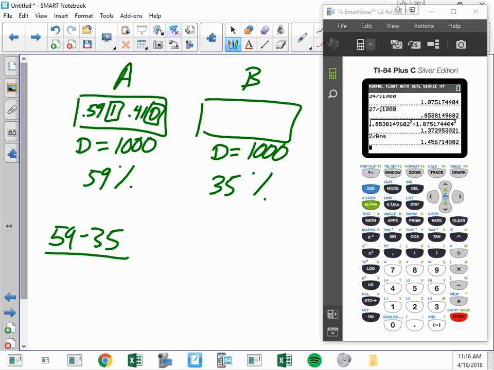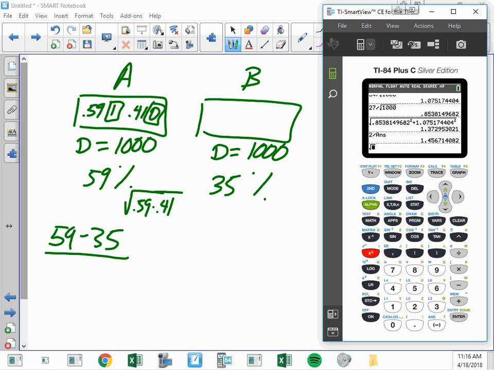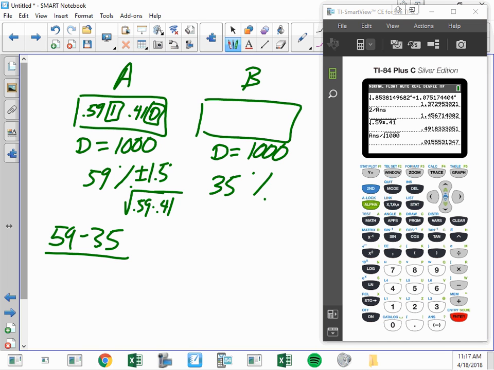So the SD is the square root of 0.59 times 0.41. Okay, so square root of 0.59 times 0.41. What am I going to do with that number? The square root of the number of draws. So divided by the square root of 1,000. We should just memorize what the square root of 1,000 is. We do it a lot. So I get 59% plus or minus 1.55%.